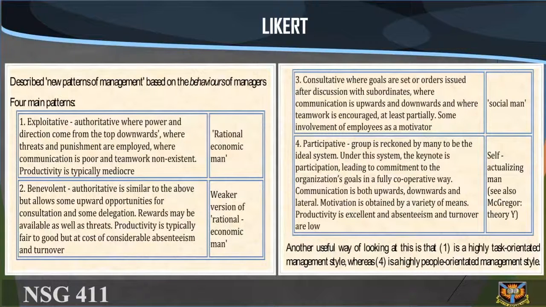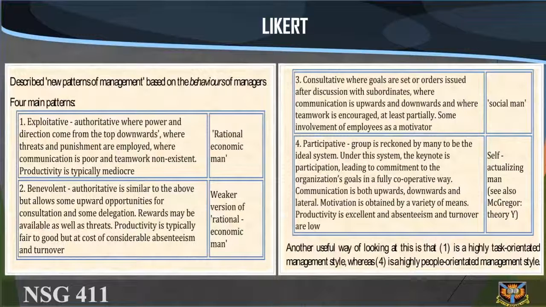Likert described new patterns of management based on the behaviors of managers. 4 main patterns. 1. Exploitative authoritative, where power and direction come from the top downwards, where threats and punishment are employed, where communication is poor and teamwork non-existent. Productivity is typically mediocre.